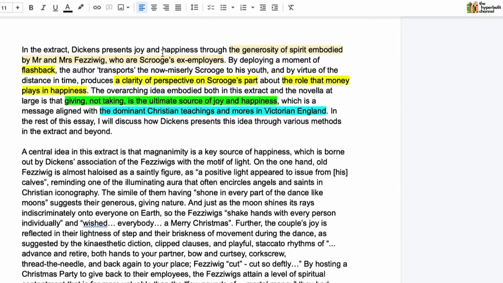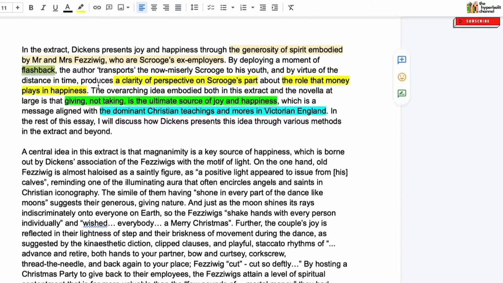Great signposting. And then also the student very nicely couches it with a contextual observation, which is that back in Victorian England, it was predominantly a Christian society with people very much following Christian teachings and mores. And of course, one of the key tenets of Christian morality is this importance of generosity and charity to fellow men. So very nicely, we see hitting all of the big assessment objectives here, really promising.